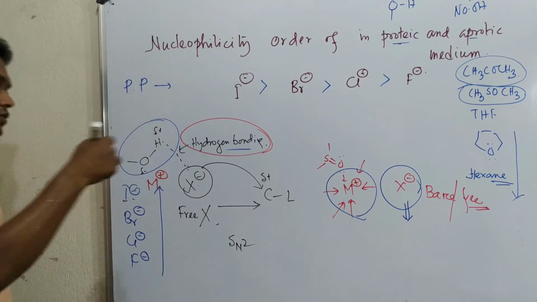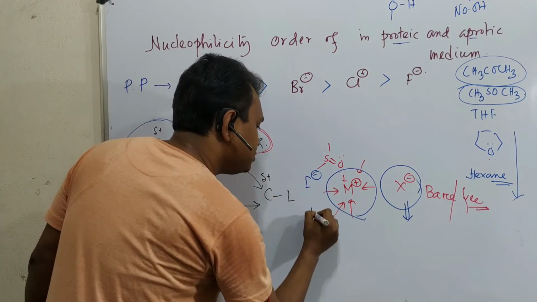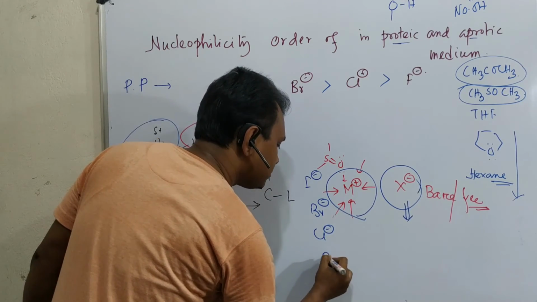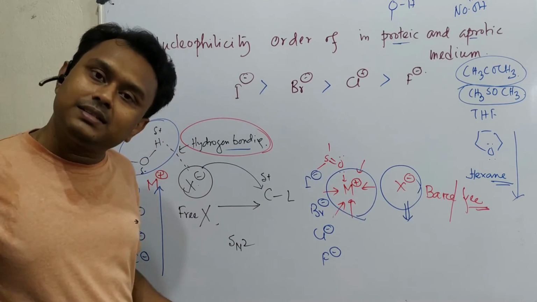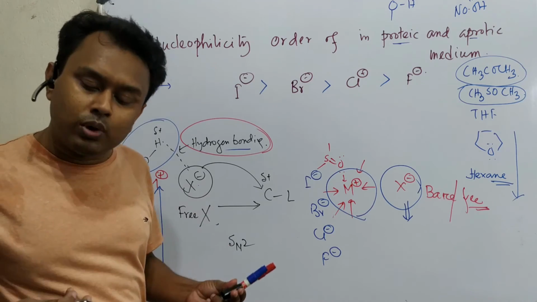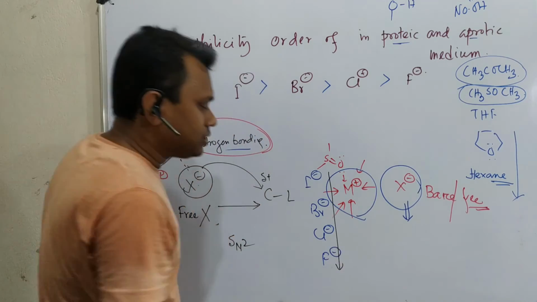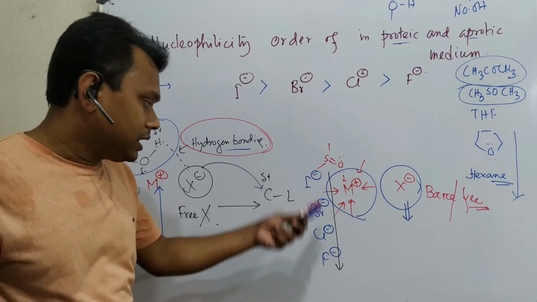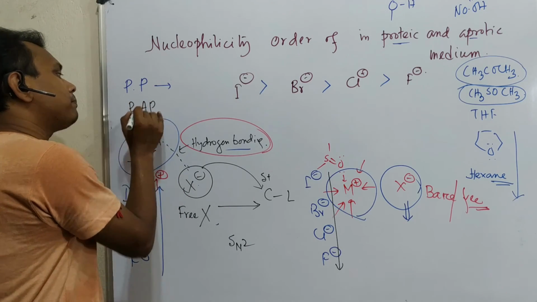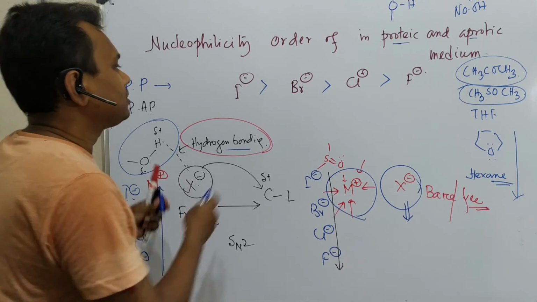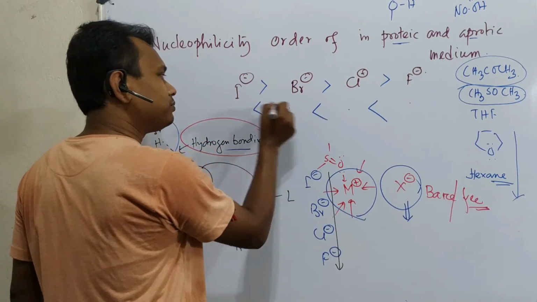But if you consider polar aprotic solvents, with I minus, Br minus, Cl minus and F minus, the anion is bare and the cation is stabilized. So which will act as a better nucleophile? Obviously the atom which has more electron density. Fluoride has more electron density, so it will act as the better nucleophile. So in polar aprotic solvents, what is the order? The order is completely reversed: fluoride is greater than chloride is greater than bromide is greater than iodide.